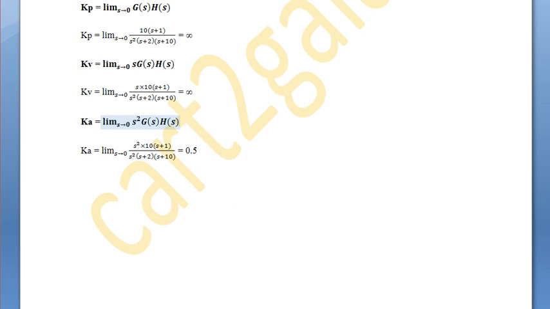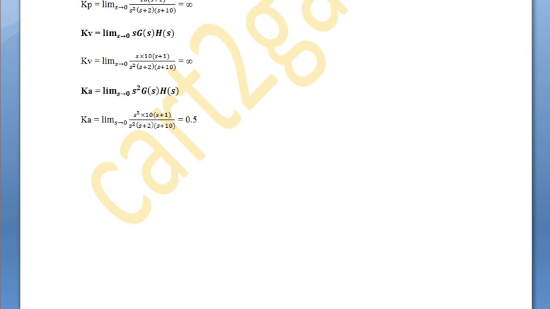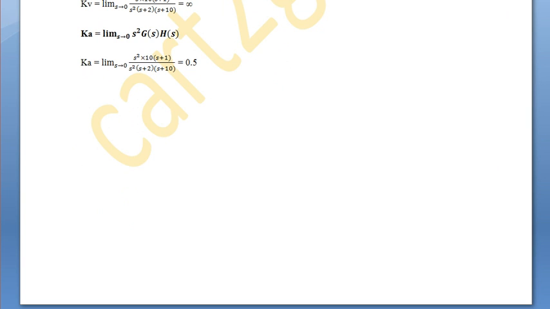Then moving on forward, Ka. Ka is for parabolic input. It is also known as acceleration error coefficient. So acceleration error coefficient is given by limit s tending to 0, s square, G(s) into H(s), substituting the values for G(s) and H(s). In this case, we will see that this s square will cancel with this s square. On substituting limit s tending to 0, in the numerator it will become 10 into 1 is 10, in the denominator it will be 2 into 10 is 20. So it will be 10 upon 20, which equals 0.5.